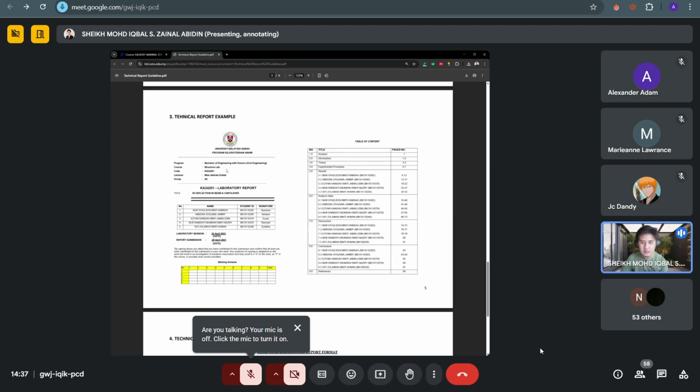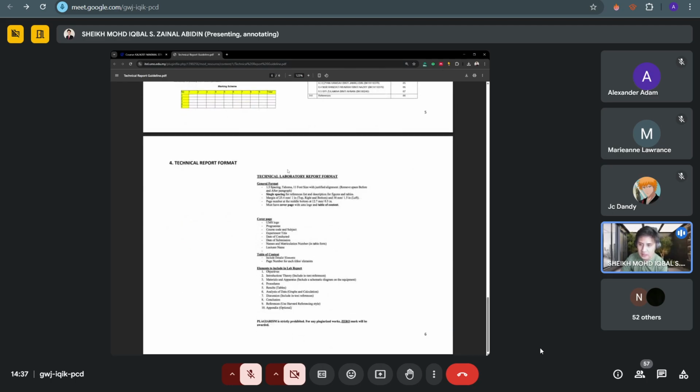And you have to submit it before the due date, the due date that we have agreed on in the PDF that I've shown you guys before, right? So this is the technical report format. You need to have a cover page, you need to have a margin, you need to have a UMS logo. And this one you can read by yourself when you are preparing the lab report, right?